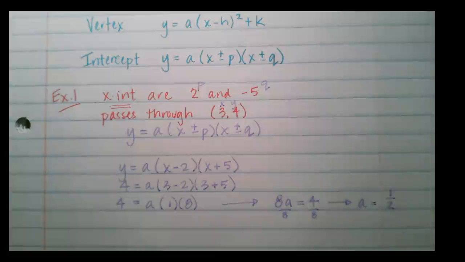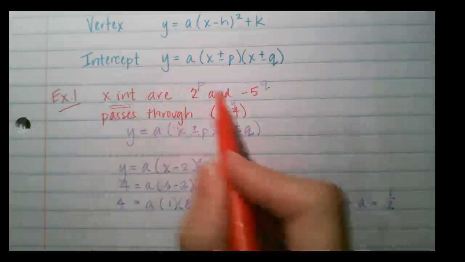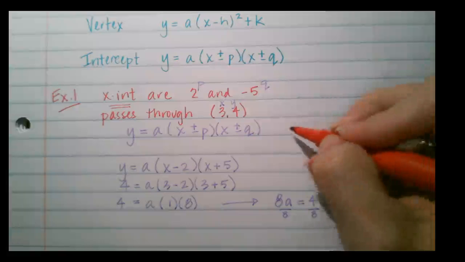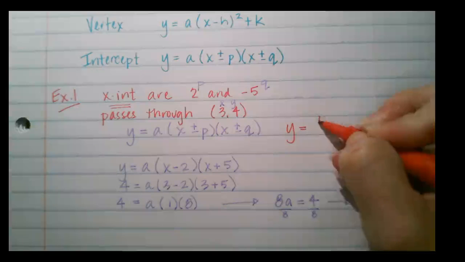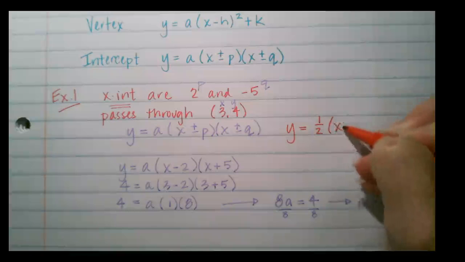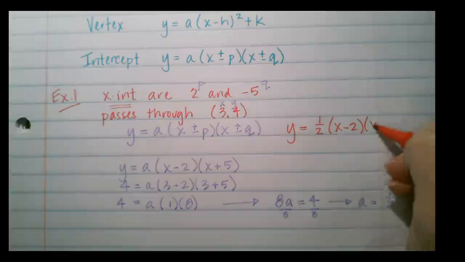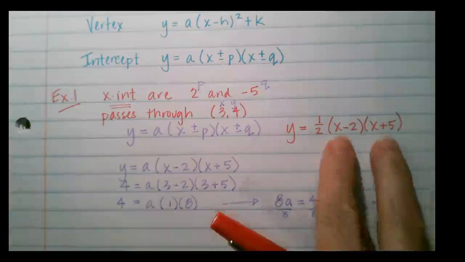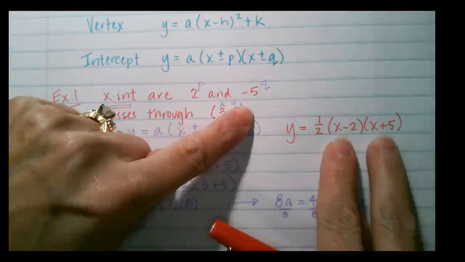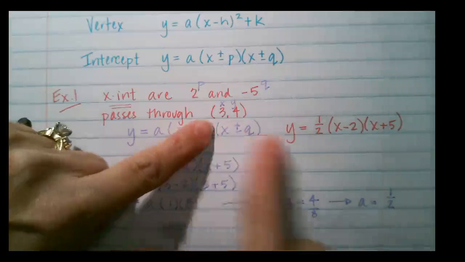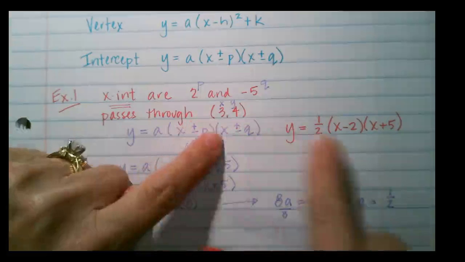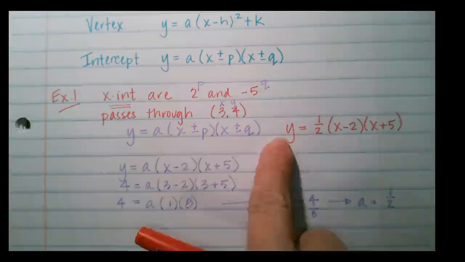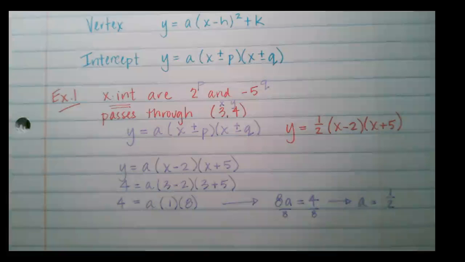So I know that the equation for this described parabola is y equals 1/2 times x minus 2 and x plus 5. And this is the parabola that has x-intercepts at 2 and -5, and then it goes through this point. So if I were to fill in 3 for x and work it out, it would equal 4.